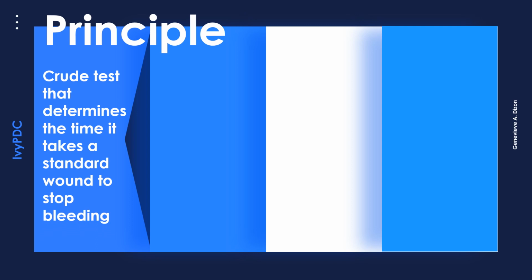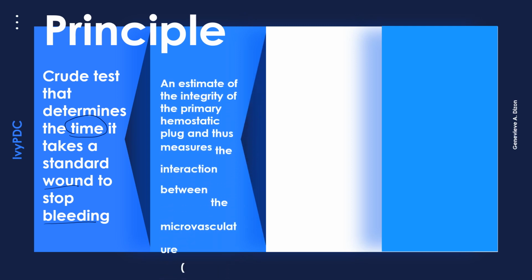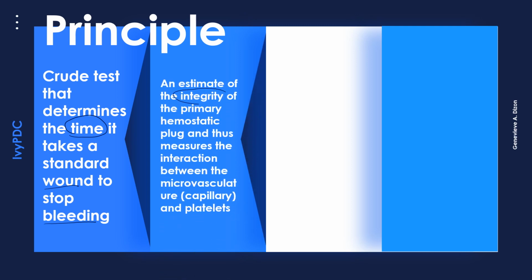Bleeding time is a test that can determine how long it takes for a wound to stop bleeding. Given this definition, bleeding time therefore can estimate the integrity or the quality of the primary hemostatic plug, which is also known as the platelet plug. With this, it can give the interaction of the capillary and the platelets with each other.